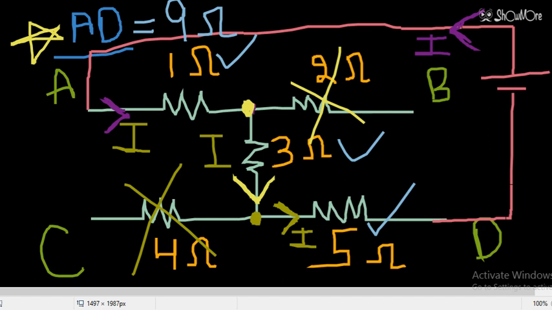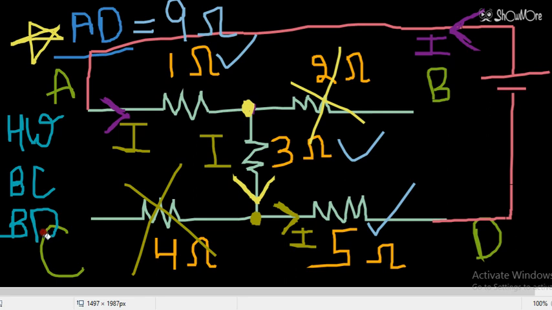Now students, you have to find one question. This is a homework question, you can note down this is HW. You have to find the resistance between point B and C, and also you have to find the resistance between point B and D. So this is homework.